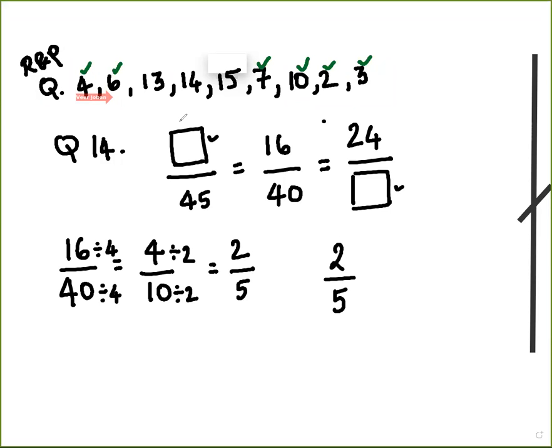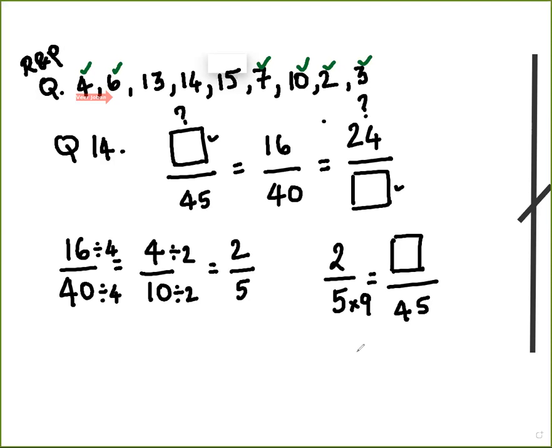Which one do you want to solve first? This one or this one? Your choice. First or second? First? Okay. So here is the box and here is 45. What do I know? I know that this fraction is the same as this fraction, right? So all I need to know is what multiplied by 5 will give me 45.